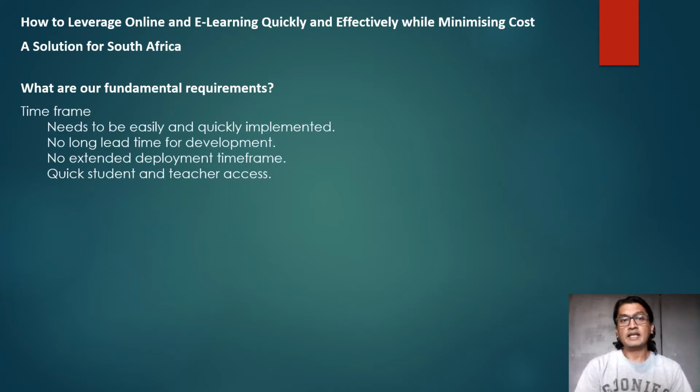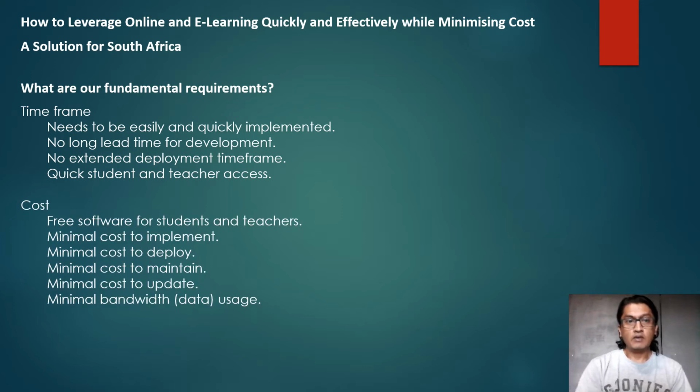We need something that can be implemented easily and quickly. The time frame needs to be short. So time frame, no long lead times for development, no extended deployment timeframes, and quick student and teacher access. In terms of cost, we want to minimize cost as much as possible. So free software for students and teachers, and minimal cost to implement, deploy, maintain, and update.